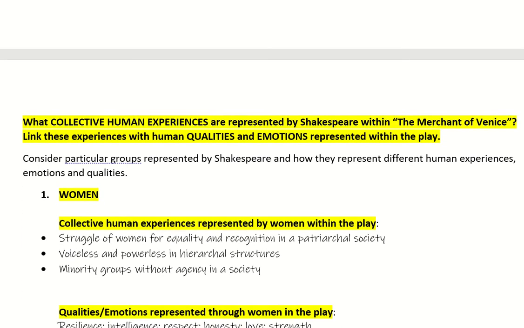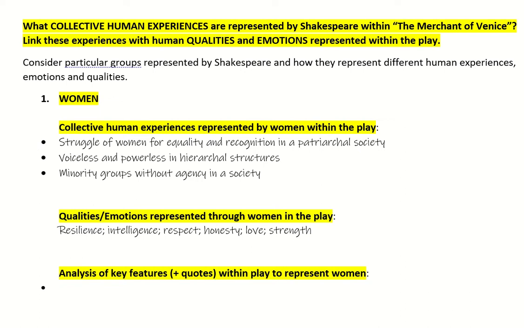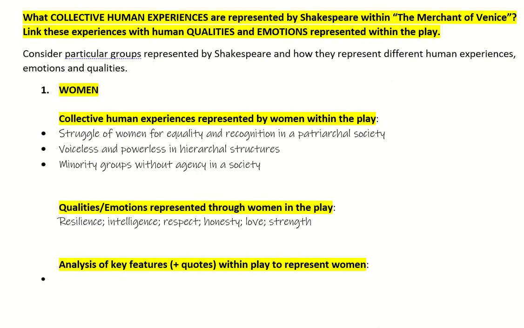Okay, the next element in the notes, as you can see if you keep moving through, is you're moving from the individual representation of human experiences to the collective representation of human experiences. So this is where you're not getting just an individual experience, but you're getting an experience that's indicative of a group. And again, we're looking at it through the scope of our text, The Merchant of Venice, and it's the same process, but you're shifting it from an individual to a group represented within the play by Shakespeare.